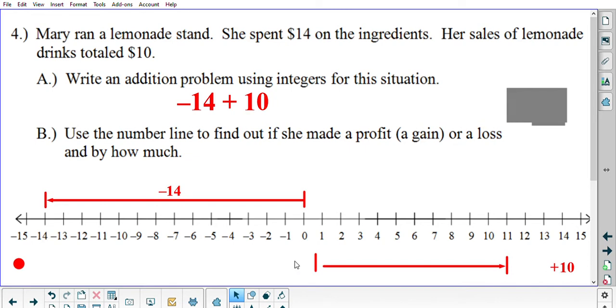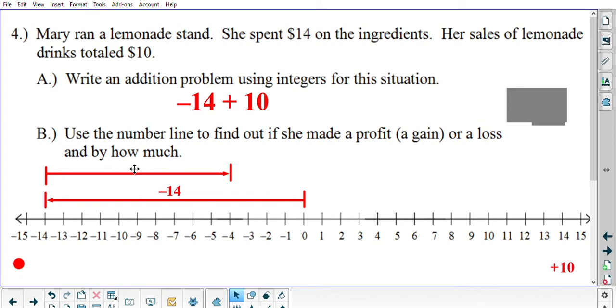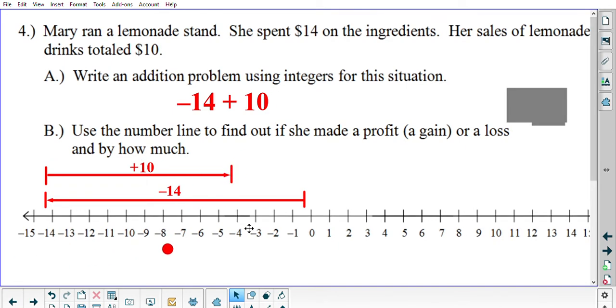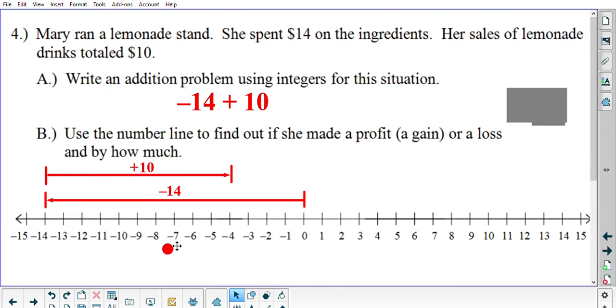Now from here, we have a positive 10. Positives don't go to the left. Positives go to the right. Now, since I'm going to the right, that's the opposite direction of where I was going. So you're going to have to put a bar above where you ended up from the previous bar. And then from there, we're going to the right 10 because it's positive 10. Something like this. Label it positive 10. Where does that put us? If you count correctly, forgive me, that should put you at -4.